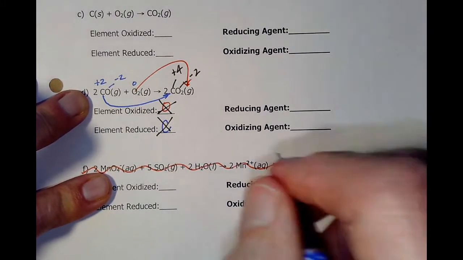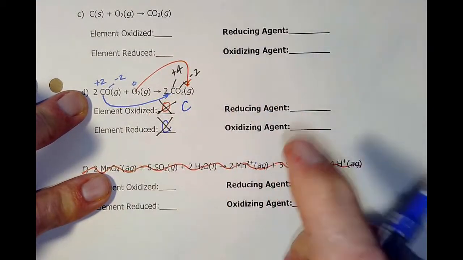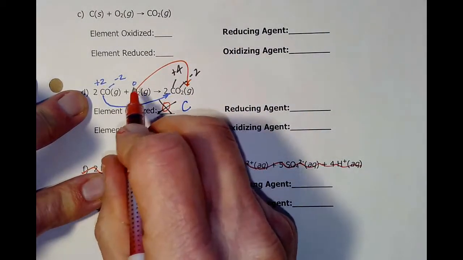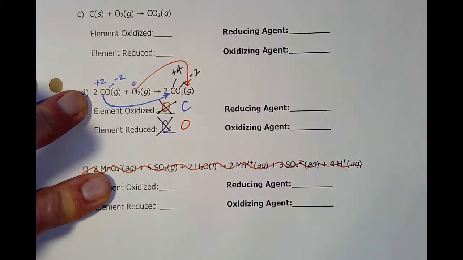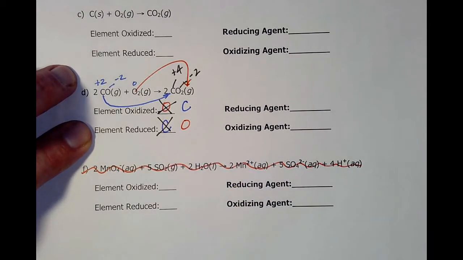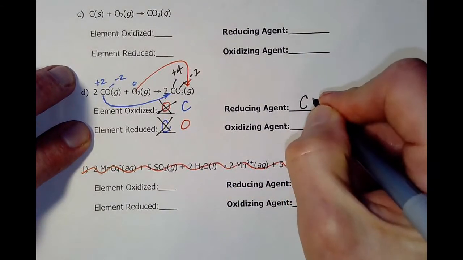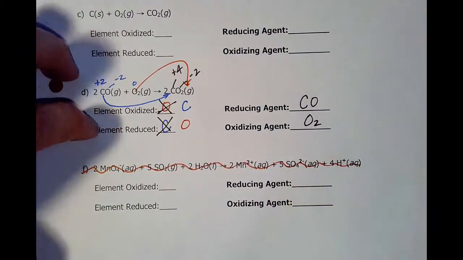Okay, let's see. What was oxidized? What was oxidized was carbon, went from +2 up to +4. And what was reduced was oxygen, went down from 0 to -2. Well, who reduced the oxygen? The other reactant. Who oxidized carbon? The other reactant.